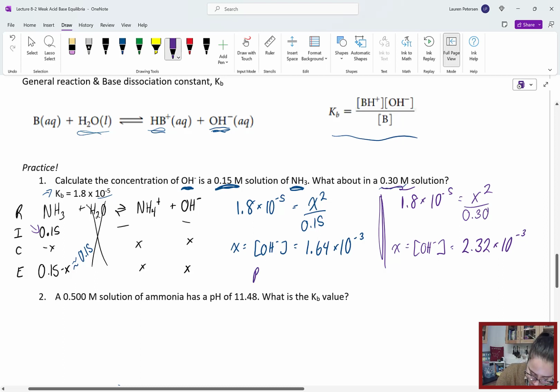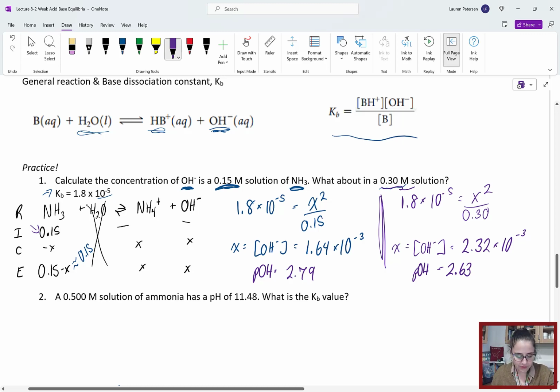And then let's just go ahead and find the pOH on both of those. We can see what that change would be. pOH is just the negative log of the OH minus, which gives us 2.79 for this one and 2.63 for that one. So you can see a very small change in pH value and pOH value when we're doubling that concentration.